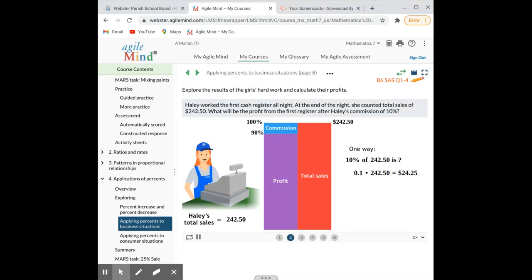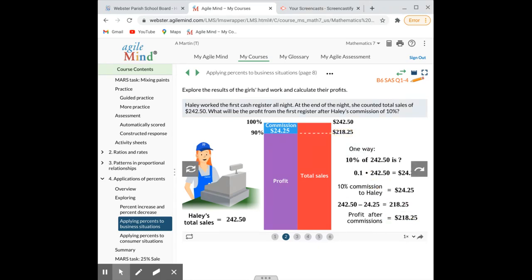All right, this right here is exactly what Levi and Landon said. They said we'll take 1/10 and multiply it by $242.50. And so to get the profit, what they're doing is they're taking away the amount of money that she made from her commission. And so that's saying that there's a profit of $218.25. But there's something that they're forgetting. What are they forgetting? The fee. The fee, you're right.